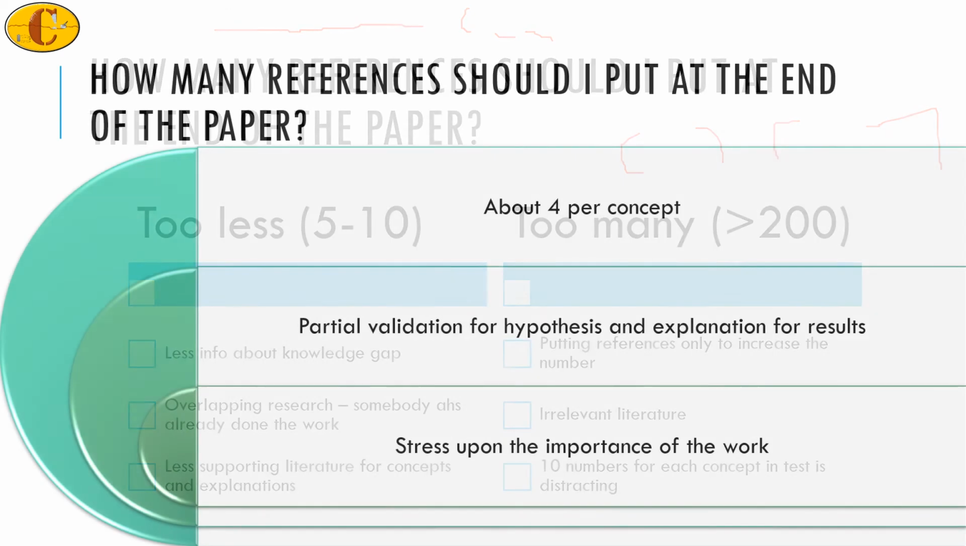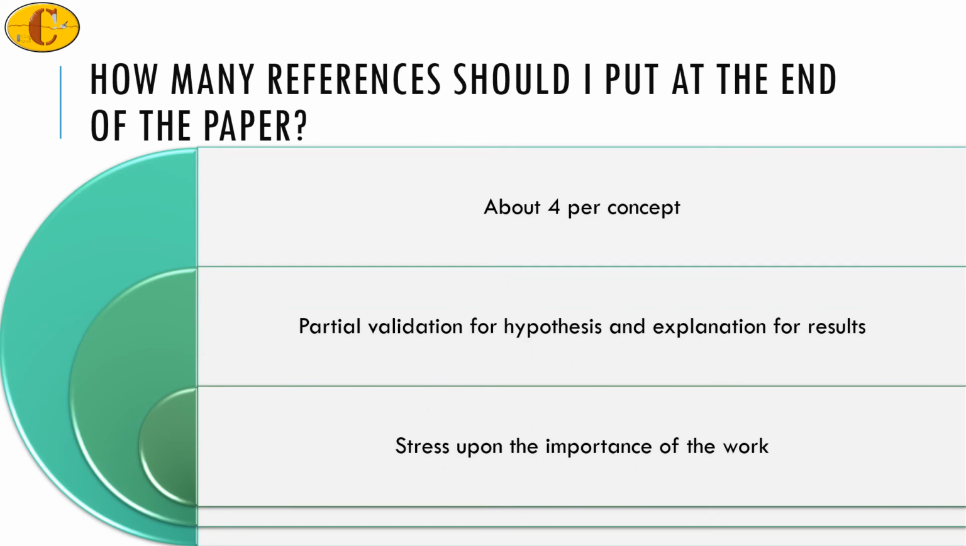Hence, for the references, personally for me, the magic number is about 4, plus minus say 2, so it may be 2 to 6. The references should be able to do two main things. One is they should at least provide a partial validation for whatever explanation and hypothesis you have provided, and second, they should stress upon the importance of the work. So it can either be to show that the papers have not done what you have done, or they do support what you have done. So these two questions must be answered.